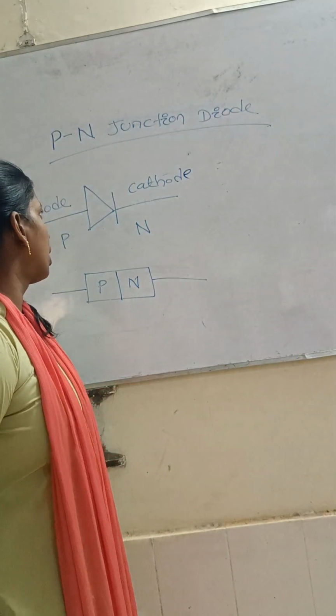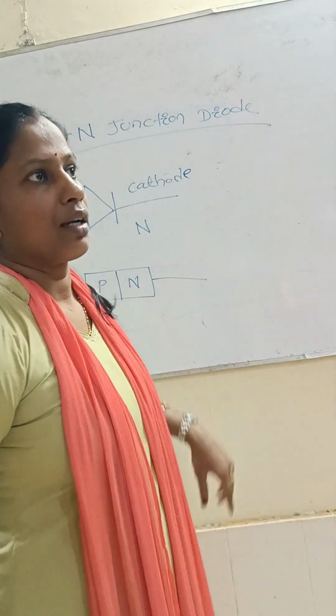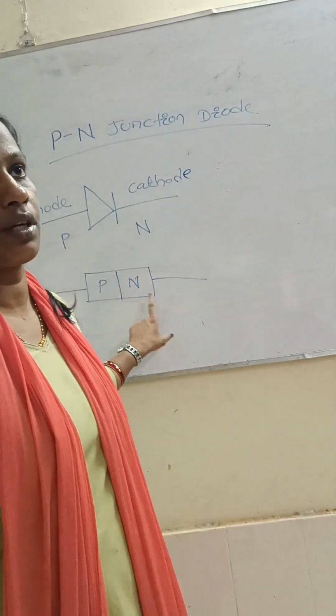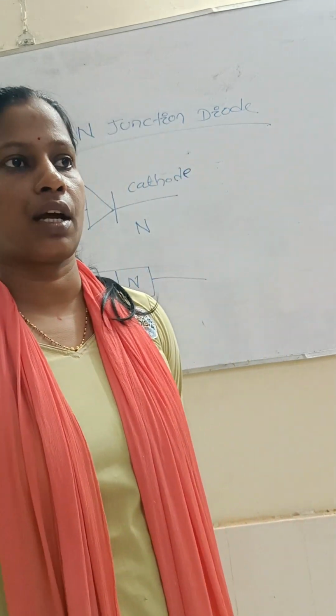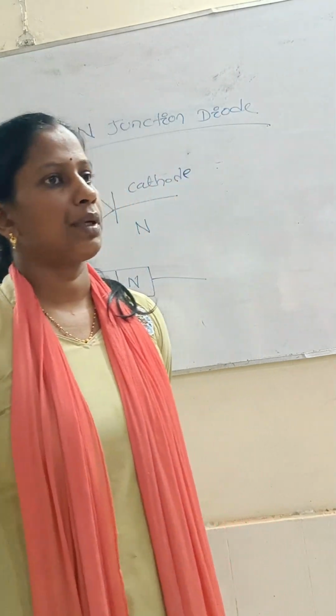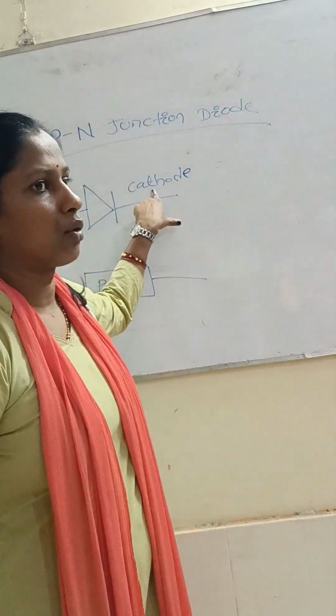Then what is the symbol for PN junction diode? This is the symbol for PN junction diode. Then what is the block diagram of PN junction diode? This is the block diagram of PN junction diode. Then how many terminals are present in PN junction diode? Generally 2 terminals are present. What are the names of the terminals? The names of the terminals of PN junction diode are anode and cathode.